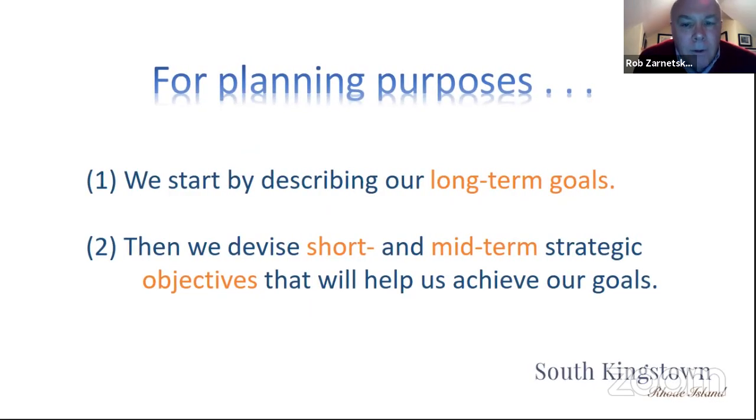Now, for planning purposes, we do this sort of in reverse. Well, I suppose it's not really in reverse, but we start by describing our goals. What do we want the community to look like in the long term, 10, 15, 20, 50 years out? Then we devise short-term and mid-term strategic objectives that will help us get there. We know what the goal is, we know where the goalposts are, and we know where the players on the field are. So the strategy then becomes, or the tactics become, how do we get the ball down the field to that long-term objective?